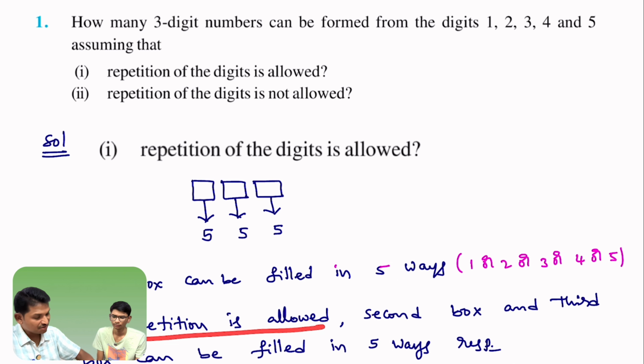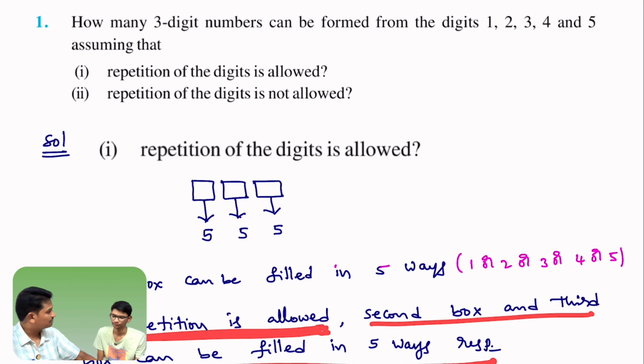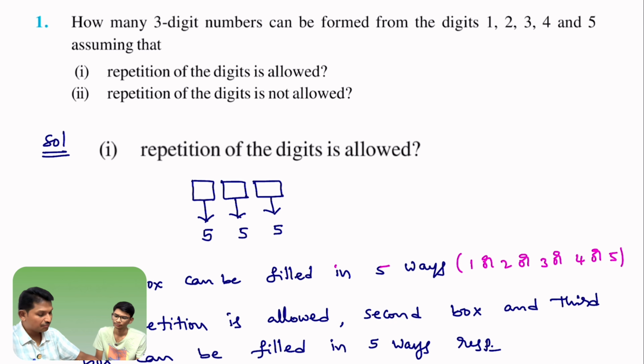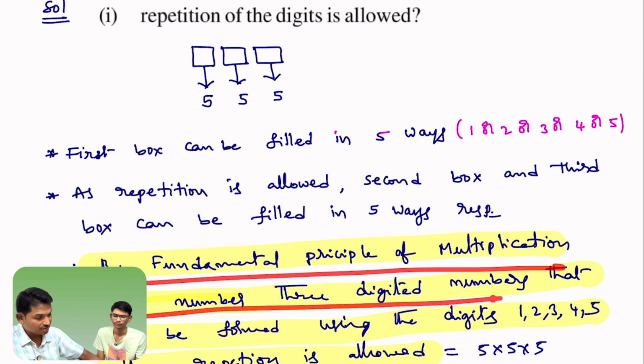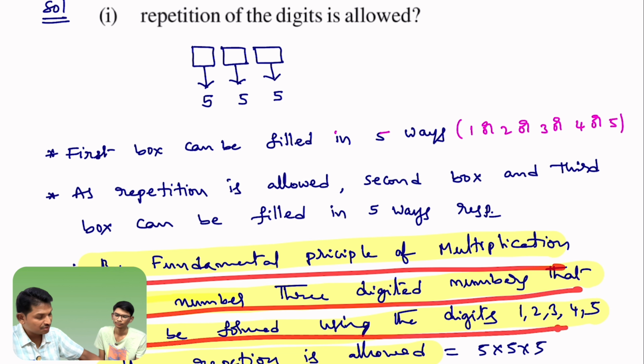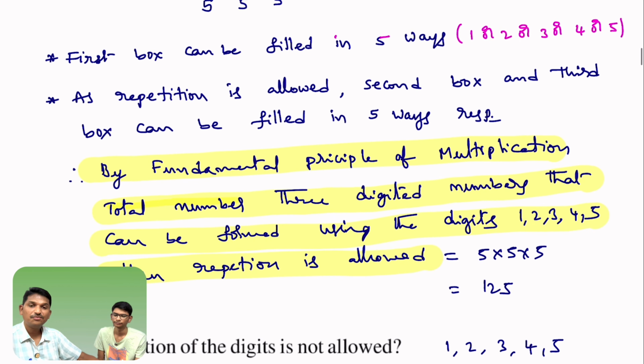As repetition is allowed, you need to write steps like this in board exam. As repetition is allowed, second and third box can be filled in 5 ways. So by fundamental principle of multiplication, the total number of 3-digit numbers that can be formed using the digits 1, 2, 3, 4, 5 when repetition of digits is allowed is 5 into 5 into 5. That is what? 125.